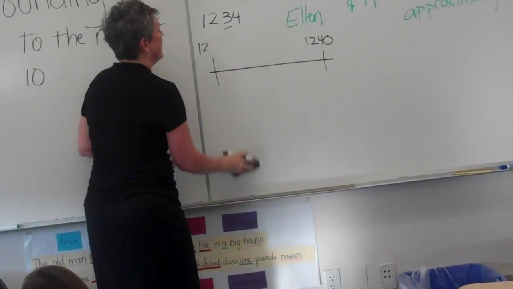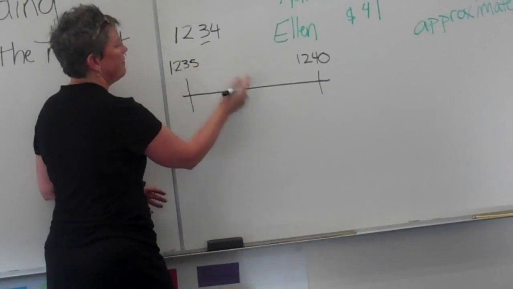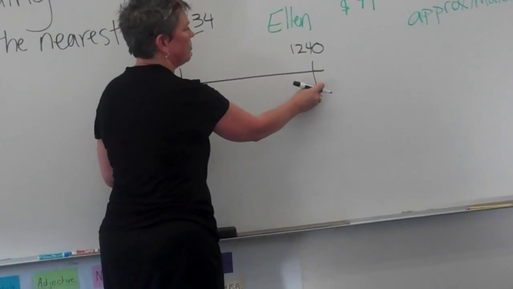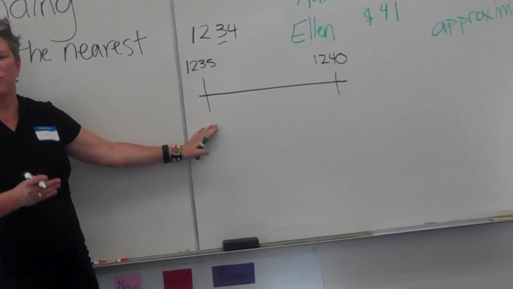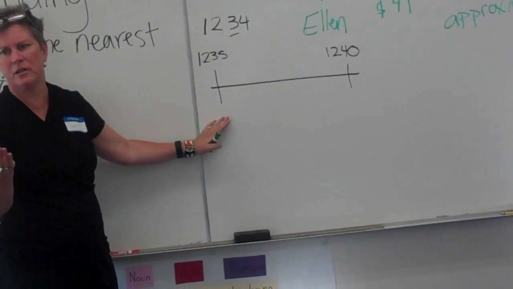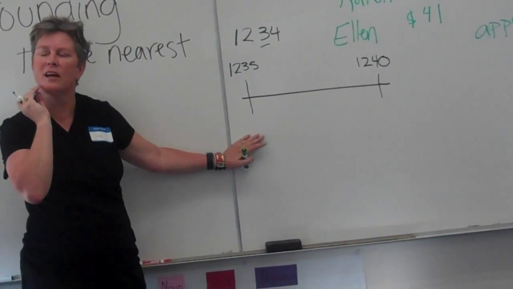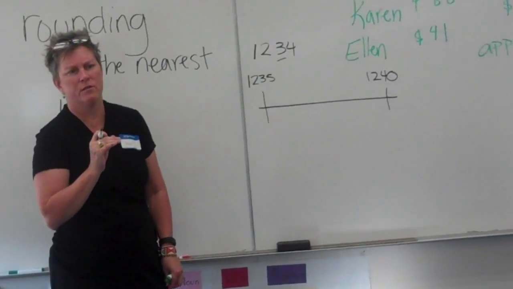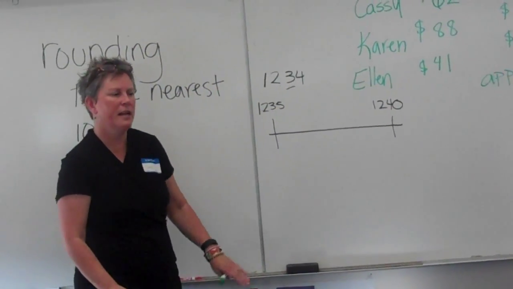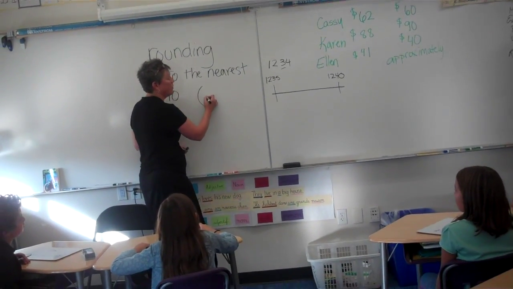Okay. What if this number is 1,235 and this is 1,240? It's 5 and we're rounding to what? The nearest 10. I don't think I've ever asked a student to round to the nearest 5. I don't think I've ever done that in my whole life. It's always to the nearest 10, or the nearest, what you're going to do tomorrow.